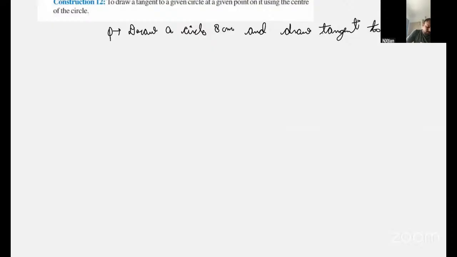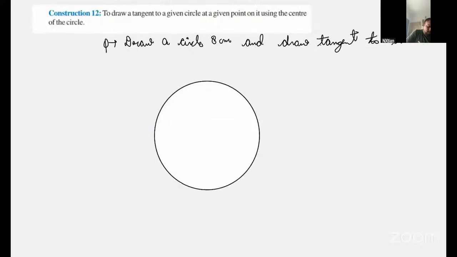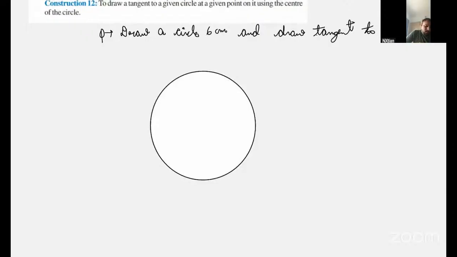Now how will you do this question? For example, you have this circle. So first of all, you have to draw that circle of 8 centimeters. Instead of 8, I will write 6 centimeters so that it can come in your book. So draw a circle of 6 centimeters. Quickly draw this, guys.